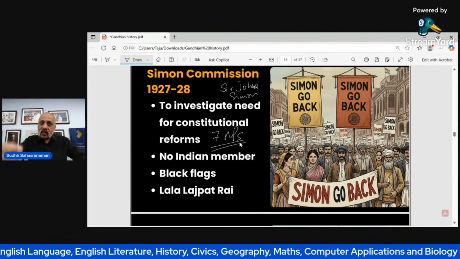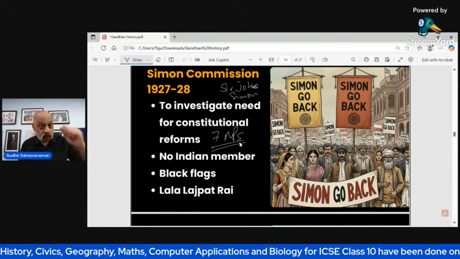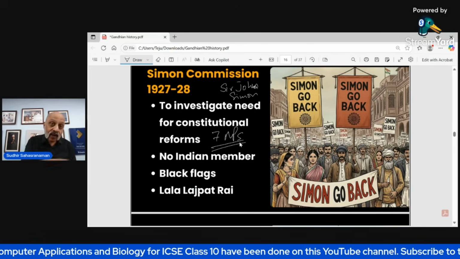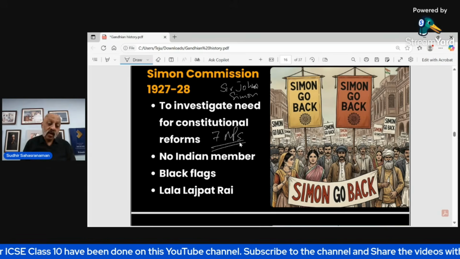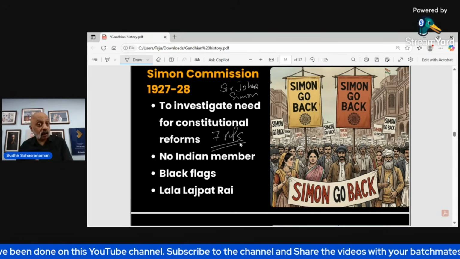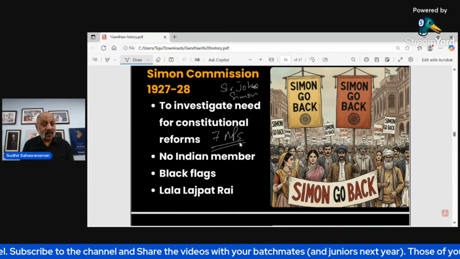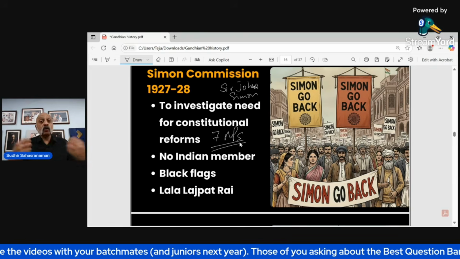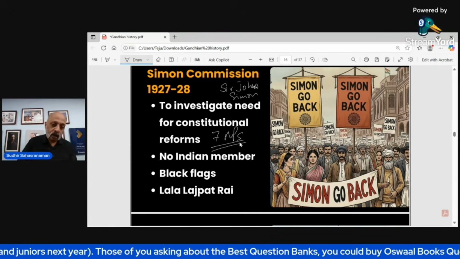So there was strong opposition and protest. There were black flags which greeted the Simon Commission. There were hartals which were observed. And Lala Lajpat Rai, about whom we have studied in the first part of the history syllabus, was injured in a lathi charge in Lahore on 30th October 1928, and subsequently he passed away. Lala Lajpat Rai was known as the Lion of Punjab, Sher-e-Punjab.